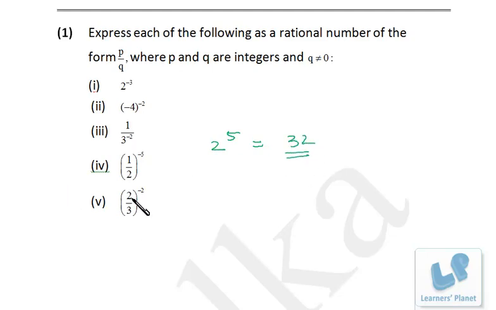Okay. Now here (2/3) raised to minus 2, to make the power positive, write the reciprocal of the number inside the bracket. So the reciprocal of 2 by 3 will be 3 by 2, and the power will be converted to positive, right? So it's 9 by 4. Okay. So friends, problems like this are really very easy, right? Just take the reciprocal of the number inside the bracket and convert the power to positive.